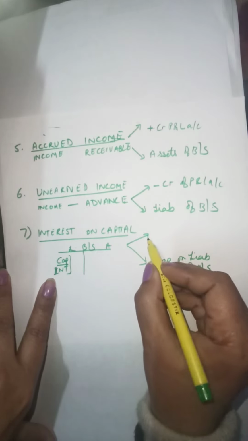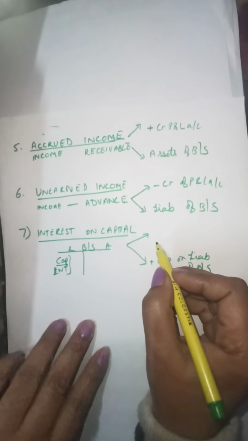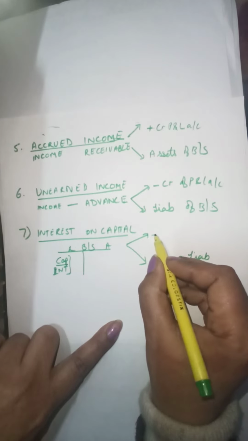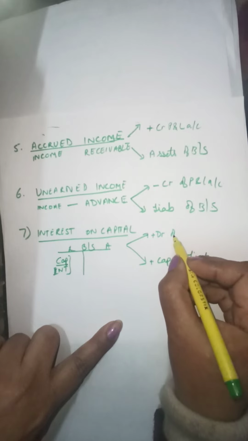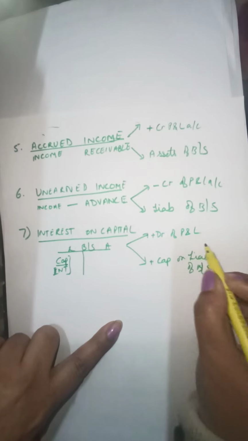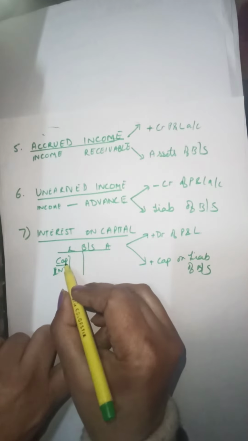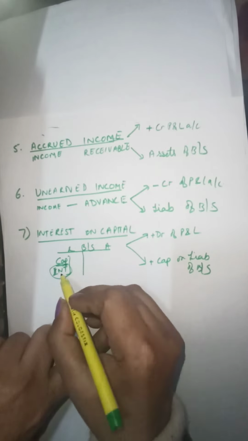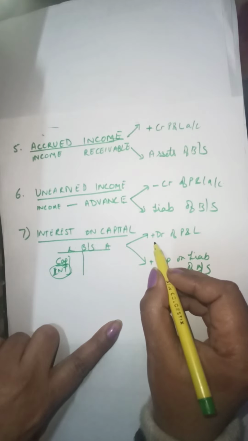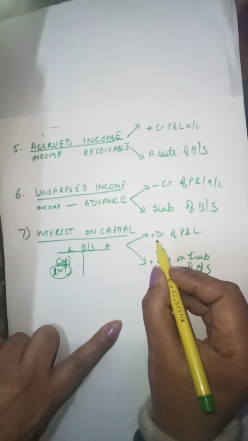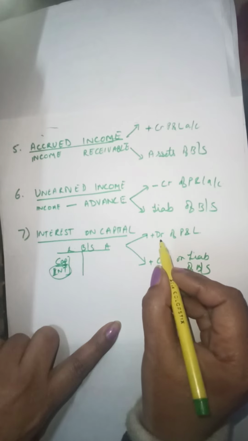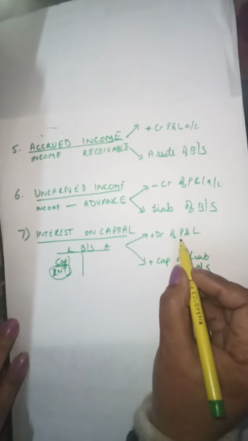Second, now when it is added to the capital, what is the income statement effect? The effect in the income statement is that it is an expense on the debit side of the P&L account, not the balance sheet. Debit side of P&L account. It is an expense to the business. The business is paying this interest to the businessman. So it is an expense, like rent, like salary. All the expenses are shown on the debit side of the P&L account. This interest on capital will also be shown on the debit side of the P&L account.